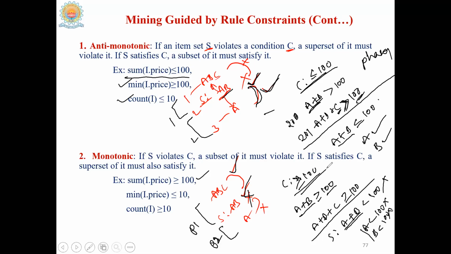So here, according to the monotonic property, if an item set satisfies the condition, then its superset also satisfies the condition. If an item set does not satisfy the condition, then its subset also does not satisfy the condition. And here are some other examples you can go through. So this is about the anti-monotonic and monotonic properties, which are rule constraints.